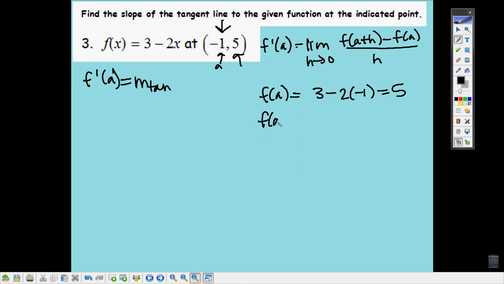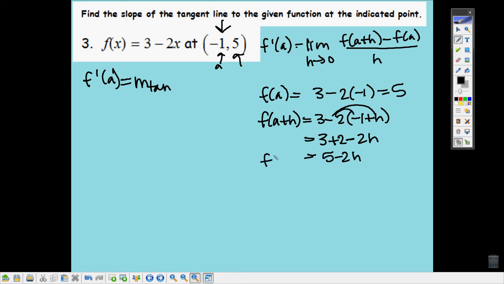So then I have f of a plus h. So my a value again is that negative 1. So I have 3 minus 2 times negative 1 plus h. So I have 3, a negative 2 times negative 1 is positive 2, and negative 2 times h is negative 2h, which gives me 3 plus 2 is 5 minus 2h. Okay? So now I can plug into my formula.